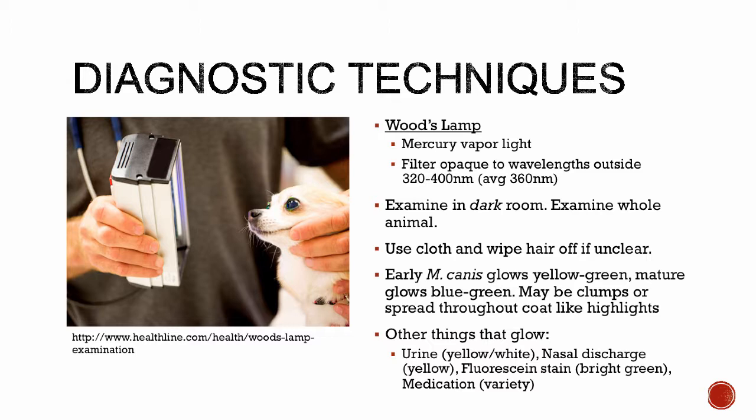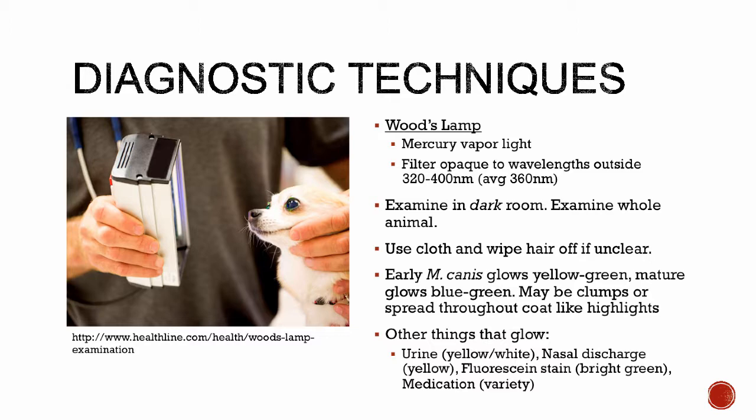So urine glows, nasal discharge glows, doxycycline glows, amoxicillin glows. If you stain eyes looking for ulcers, that fluorescein stain also glows very brightly under the UV light. And there's all sorts of different trace materials you can see on a dog. Maybe they're little fuzzes from the towels, maybe they're other types of debris that they got from wandering around in the environment. All of those things can glow too. But all of those things wipe off, and the ringworm doesn't. So that's kind of a little trick to use.